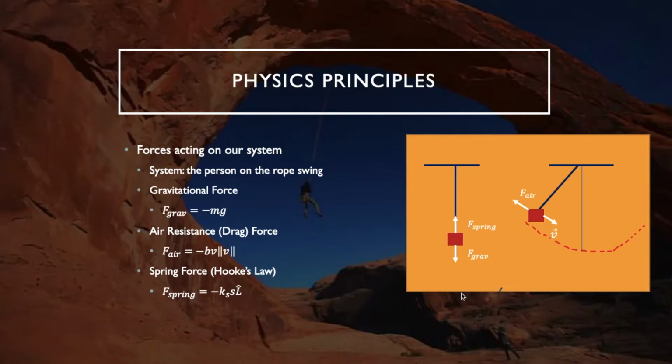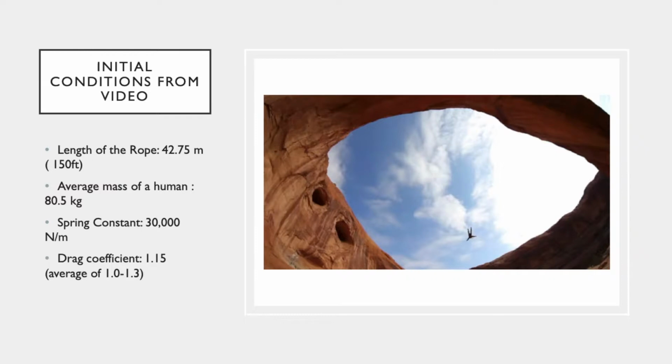So we have our attachment point, which we will set as our origin for our coordinate system. And this is when the person is at rest, which you can see by this red block. And then the next picture is when we are at rest before the person is let go from the swing. So next, initial conditions that we found on the internet and also from the videos.